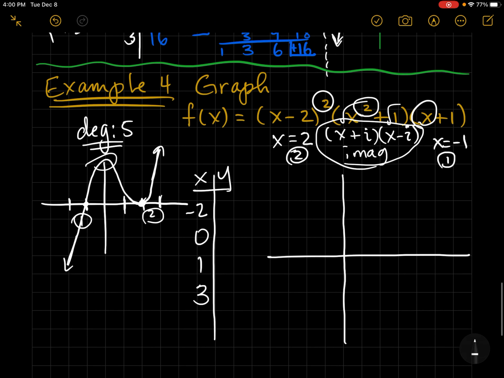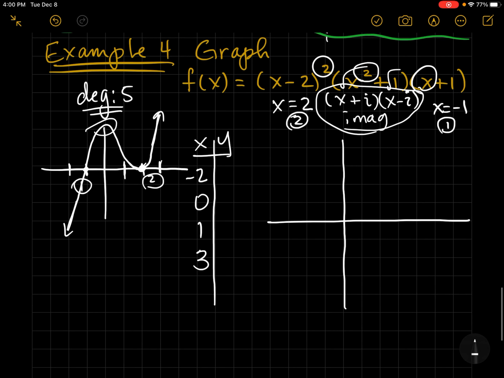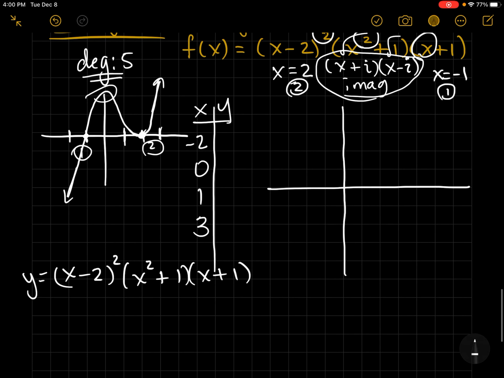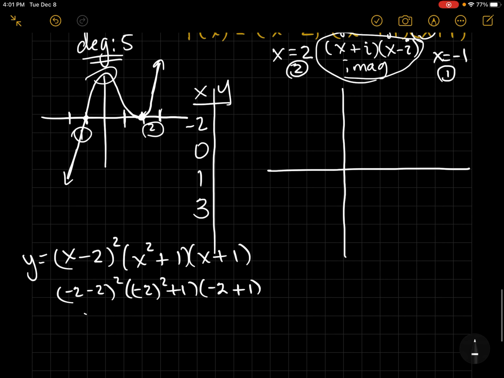And so I'm going to use my synthetic division. It's going to be hard to use synthetic division, because I don't have the standard form. So I'm just going to use the original equation. And I'm going to plug in negative 2 here and here and here. And so notice there's quite a bit of work involved here.